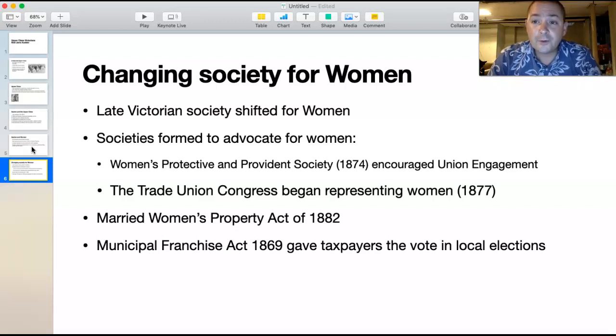There's also the first welcoming of women into the vote. Again, there are criteria here, but it gives women who are paying taxes, so they have to be the people who own the property, of course, but if they're paying taxes, they get to vote in local elections. So this is not national elections, but this might be for local council people and things like that. Again, small steps, but important steps.